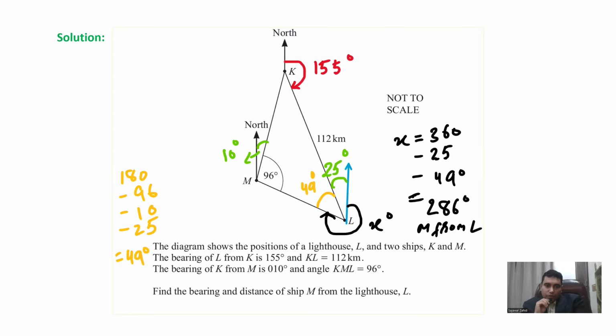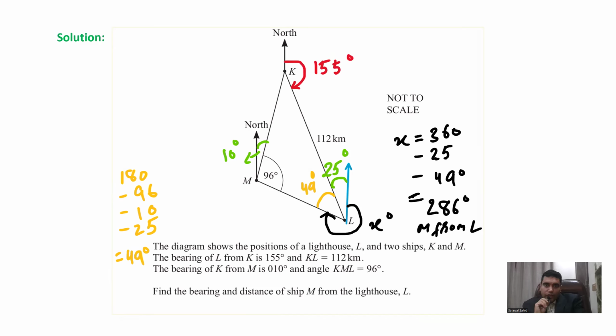So first of all, bearing of M from L. So we should have a north on L. That's the blue line, the north on L. There should be an arrow on the top, by the way. So we have to go clockwise until we reach the line joining M and L, the ship M and the lighthouse. I have labeled that big angle, that reflex angle, as X degrees. That's our target.